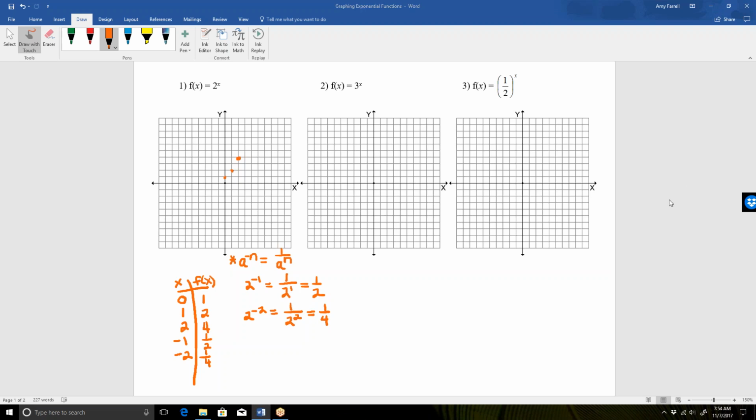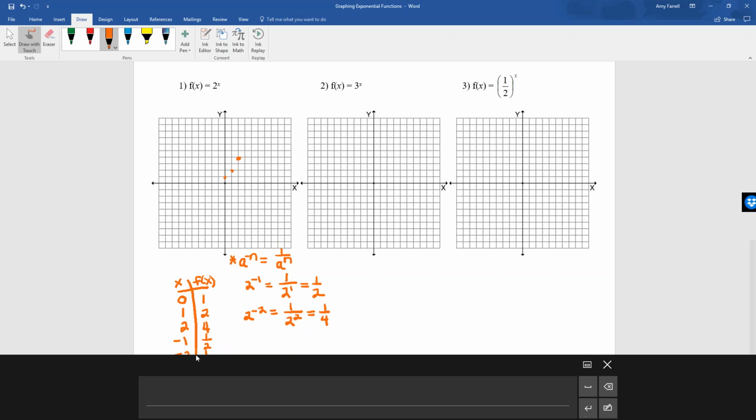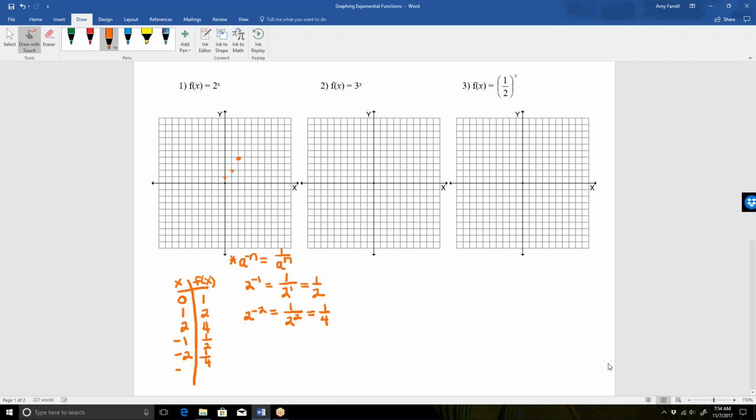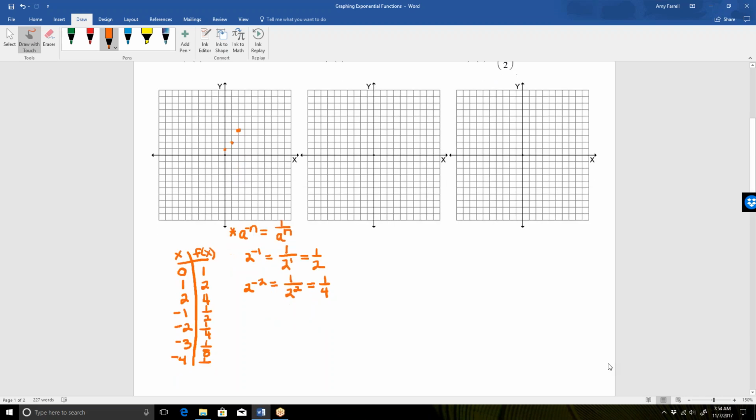Okay, and I could keep going. I could do 2 to the negative third. That would be 1 over 2 to the third, which would be 1/8. I could do 2 to the negative fourth. And that would be 1/16. So I'm trying to show you that, go up just a little bit more, 1/16 here.